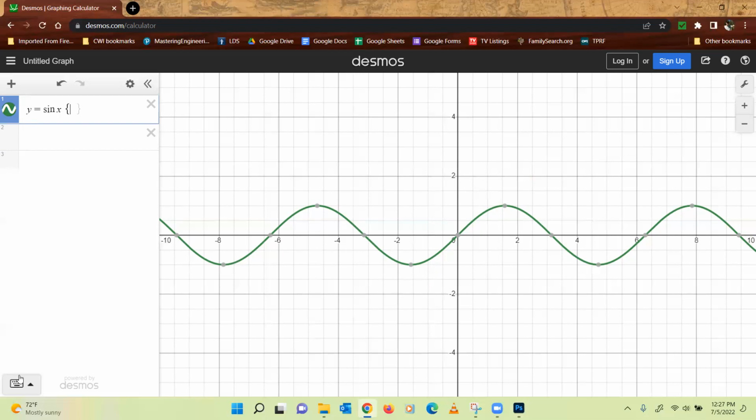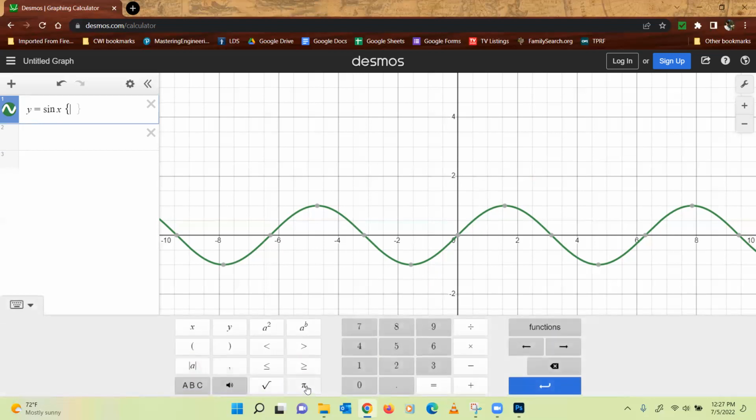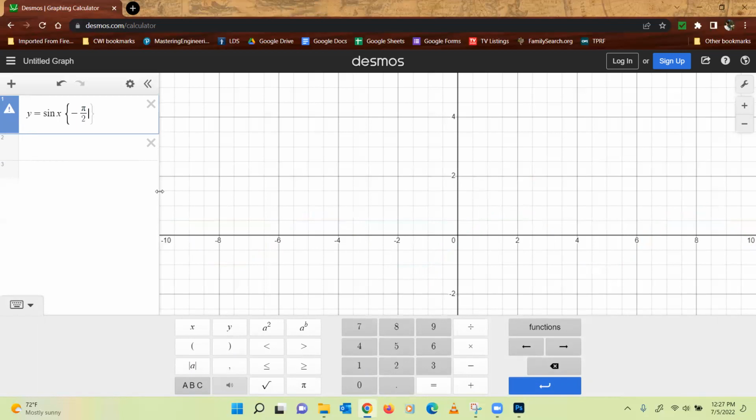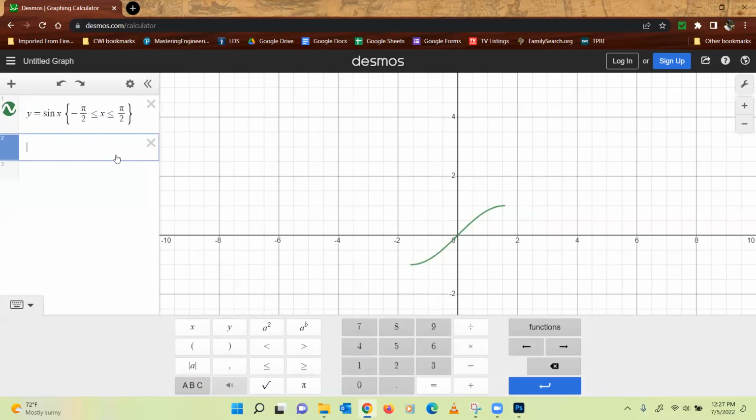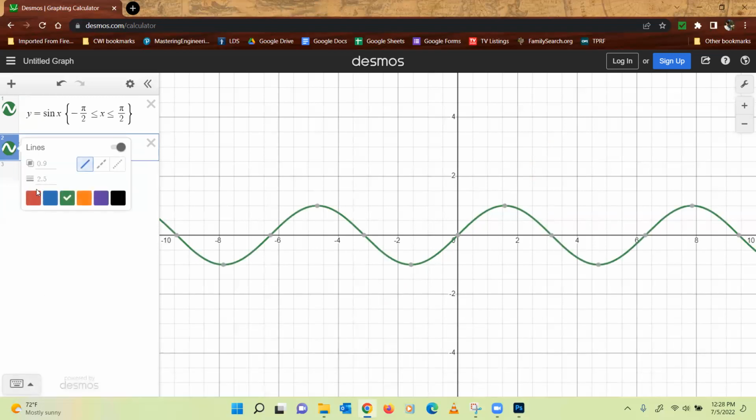We will grab pi, and I actually need to make that a negative. And we will say negative π/2 less than or equal to x, less than or equal to π/2. So there we've restricted our domain. Oh, I didn't want to do that. Let's put our full function up there and we'll kind of hide it in the background if I can.